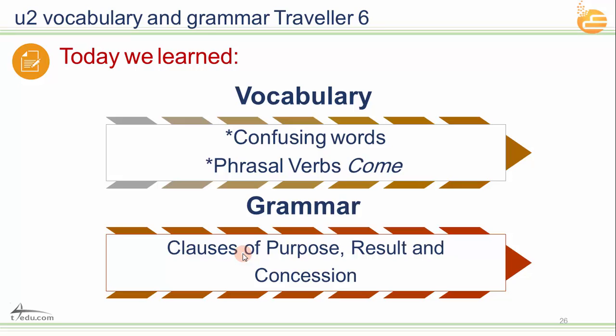So far, what we've learned today is a bunch of vocabulary, some confusing words, and some phrasal verbs with the verb come. And for the grammar, we talked about clauses of purpose, result, and concession, with adverbial clauses and phrases like even though, in spite of, despite, so that, in order to, and also so.